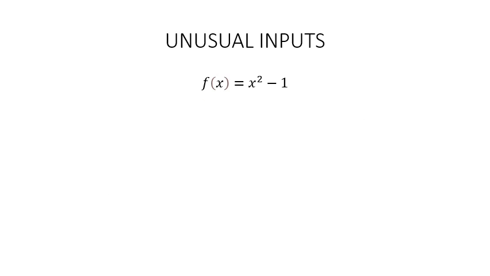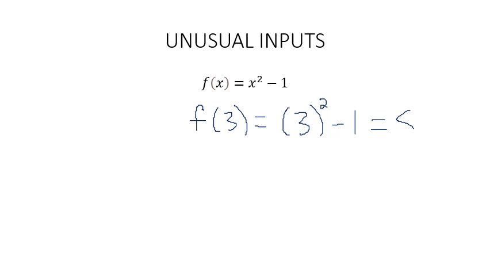We evaluated f of 3 by replacing the 3. The x was replaced by 3 on this side. The x is going to be replaced by 3 on this side as well. So it was 3 squared minus 1, which was equal to 8. I can put any number into this x, and I will get a number out for f of x. This also says that somewhere on the graph of this function, there is a point where x is equal to 3 and y is equal to 8. So the point (3, 8) is on the graph of this f of x.